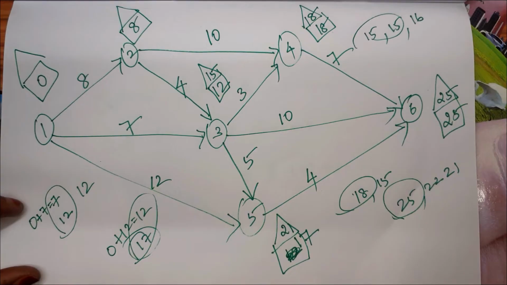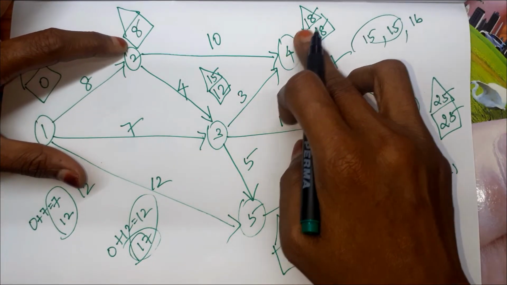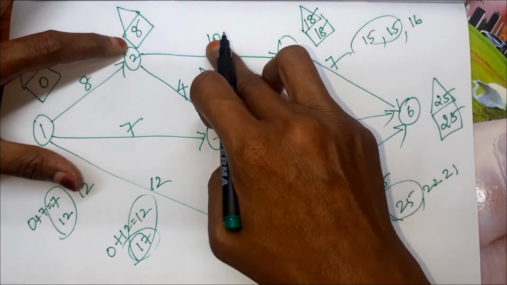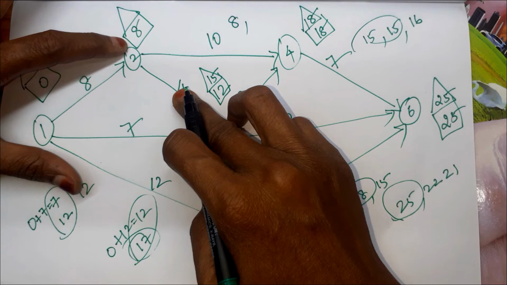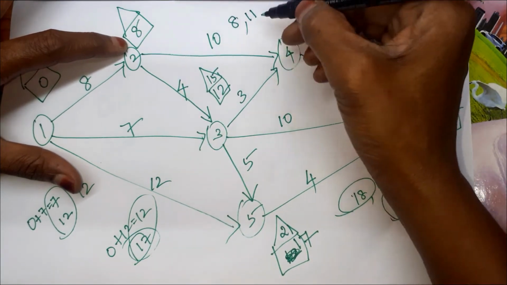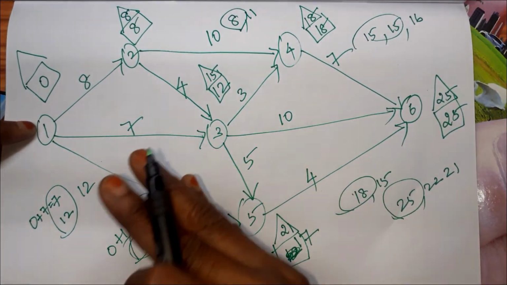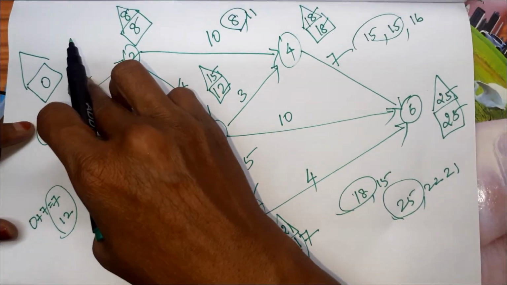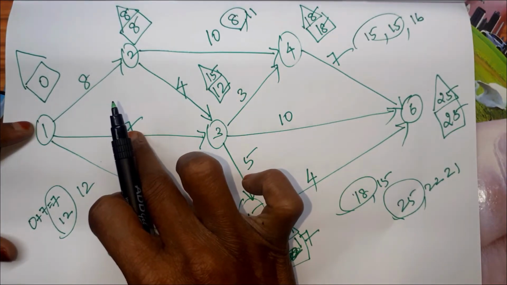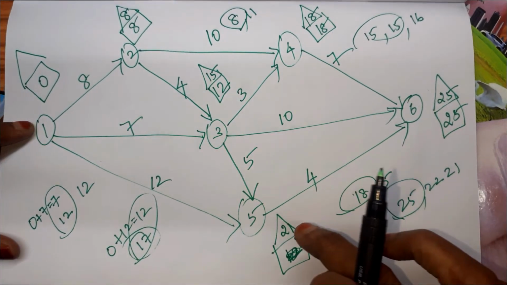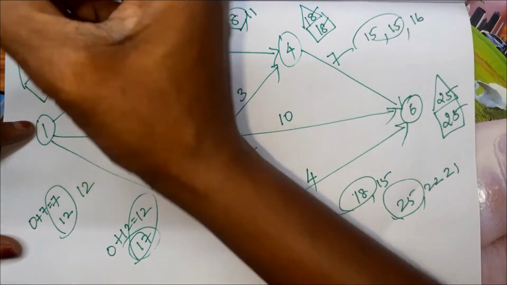Now come to 2. For 2 we have two options. 4 value we have to consider. 18 minus 10, 8. And for this, 15 minus 4, 11. Which is the minimum? 8 is the minimum. For this number we have three options. 8 minus 8, 0. 15 minus 7, that is 8. Then 21 minus 12, 9. So obviously 0 is the minimum.